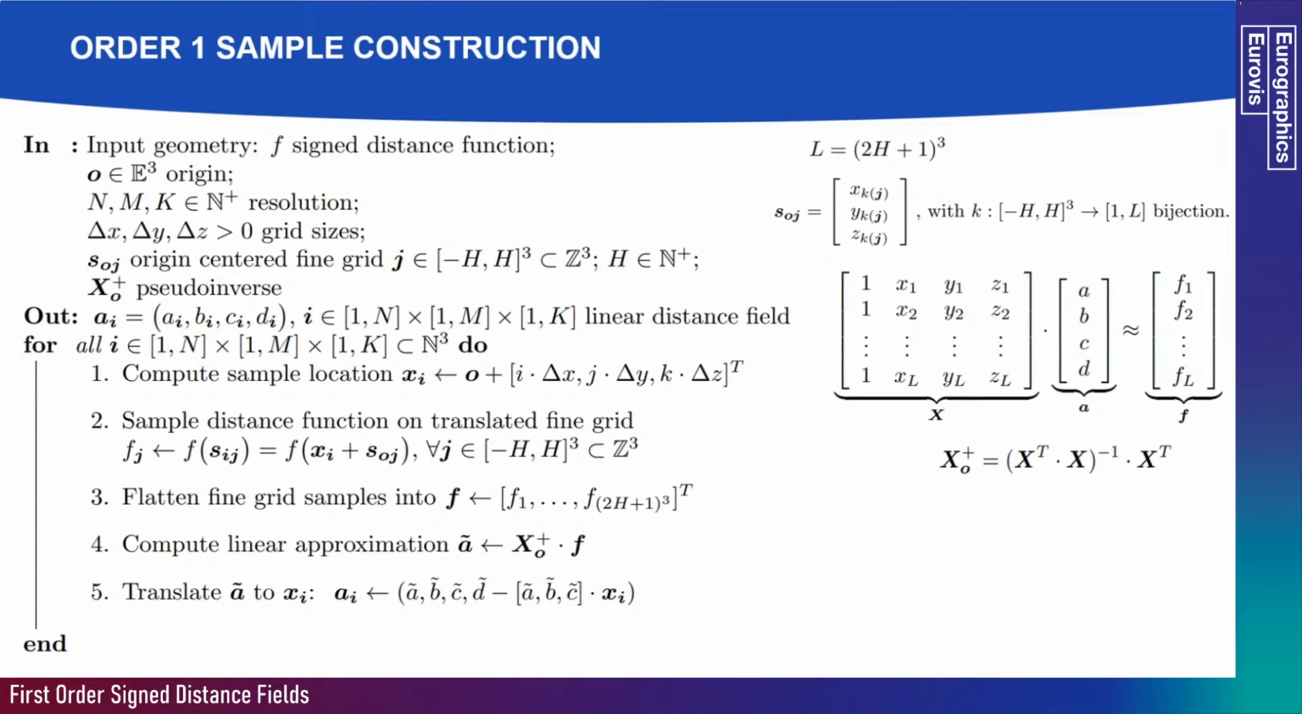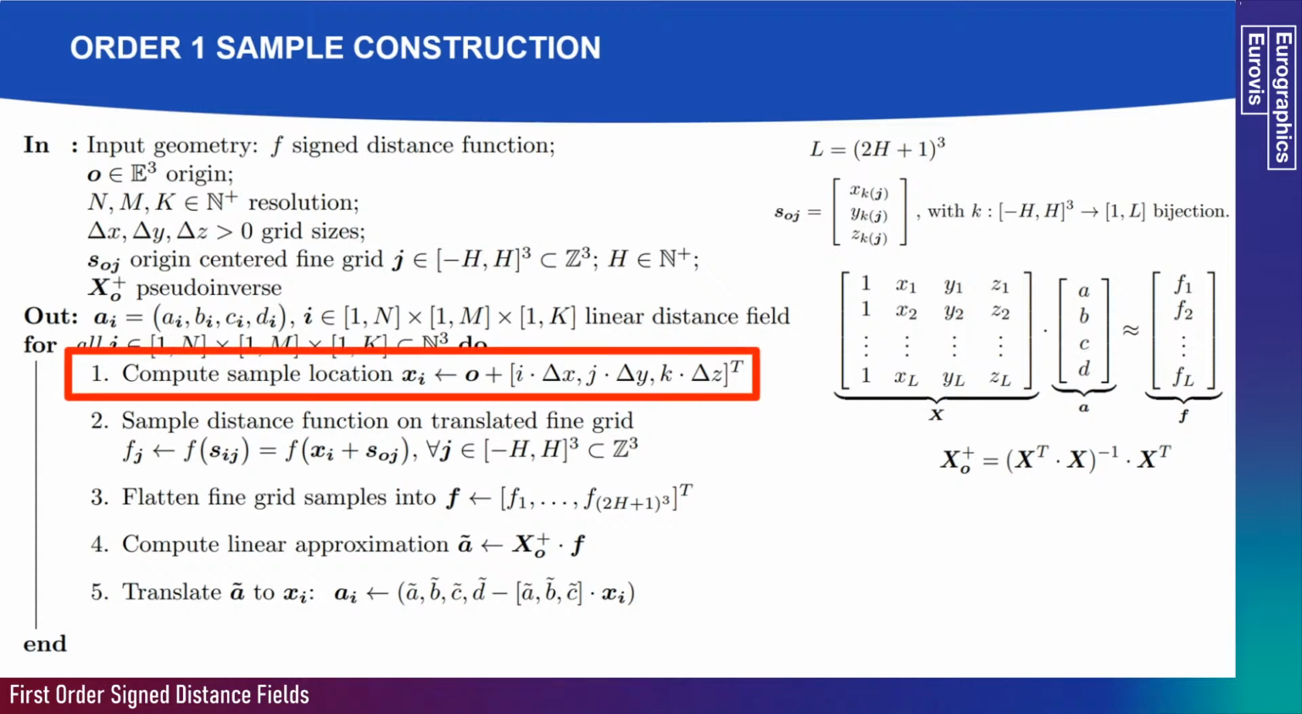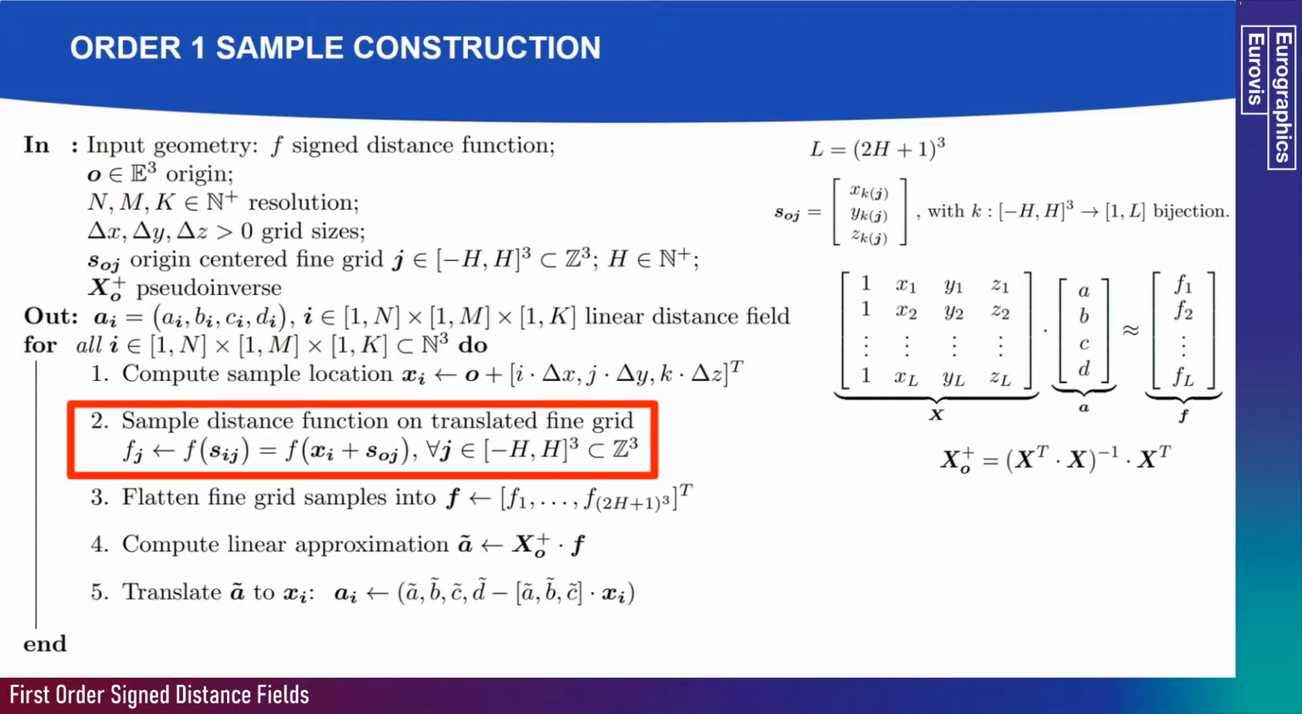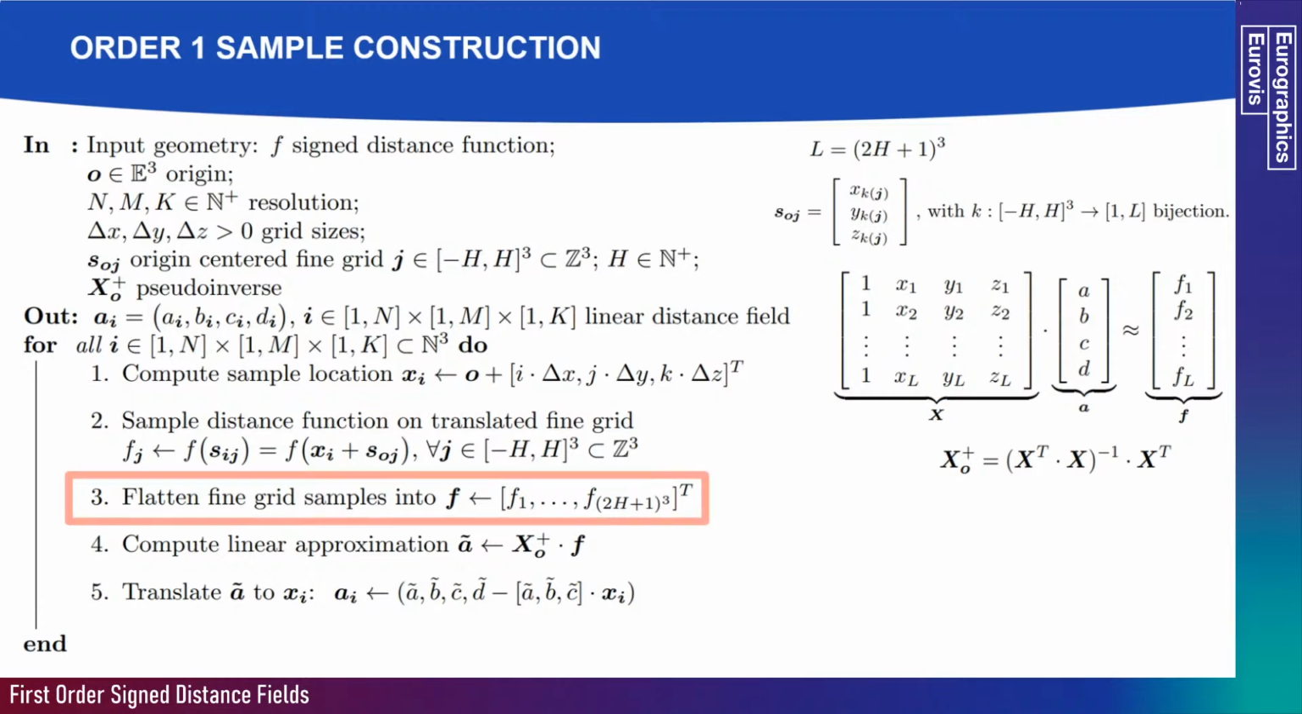The algorithm calculates every first-order sample independently in the following way. First, we need to compute the position of the sample. Then, we evaluate the source distance function on the fine grid around the sample. These distance values are collected into a vector.